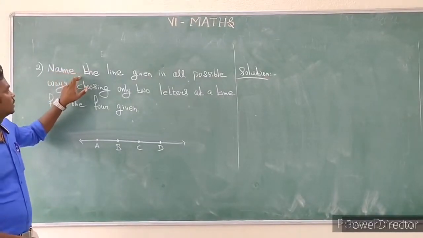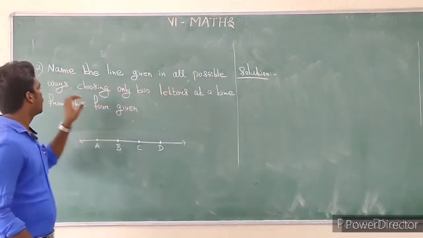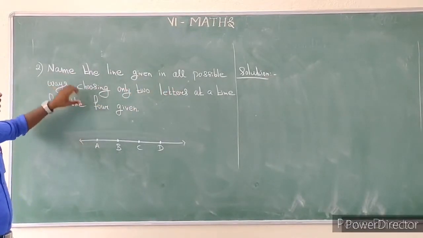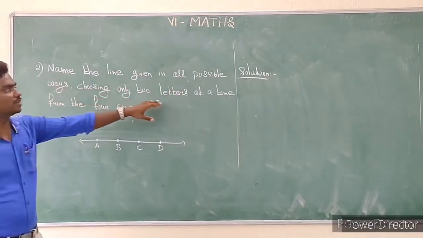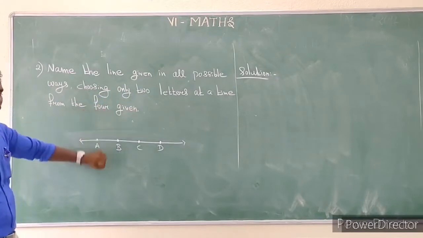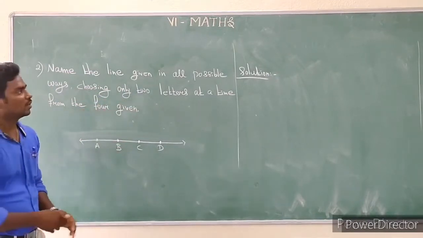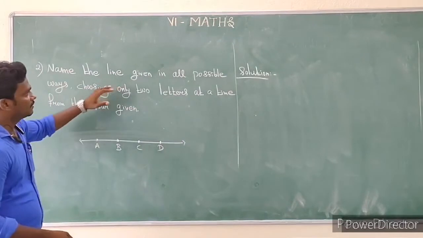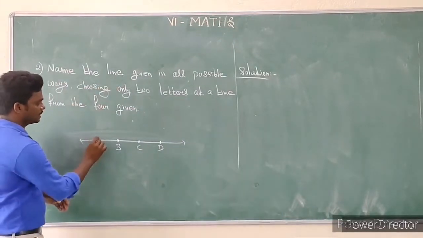Next, our second question. Name the line given in all possible ways, choosing only 2 letters at a time from the 4 given letters. What are the lines given in the figure?